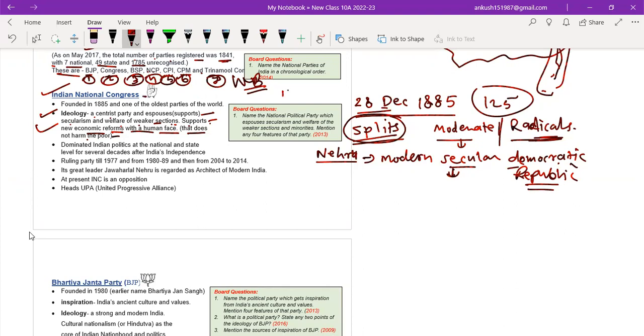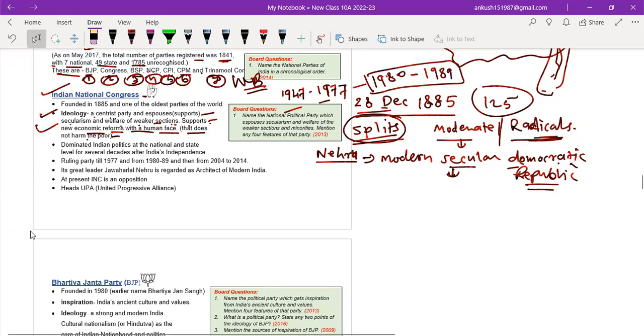The ruling party at the center ruled regularly since 1947 till 1977, and after that, from 1980 to 1989, it was again the rule of Congress in India.